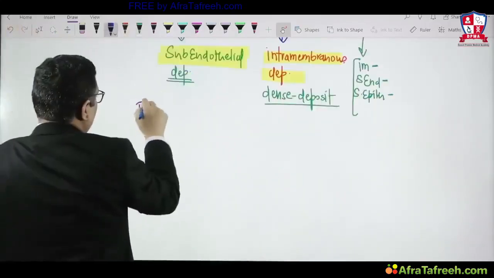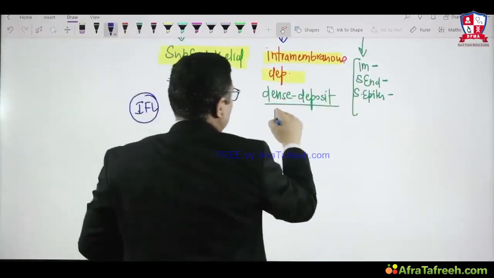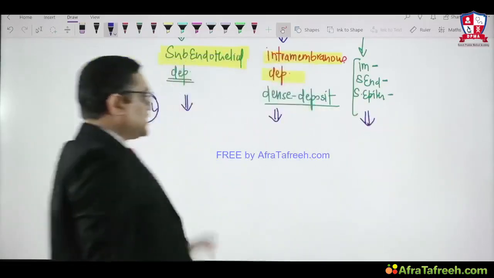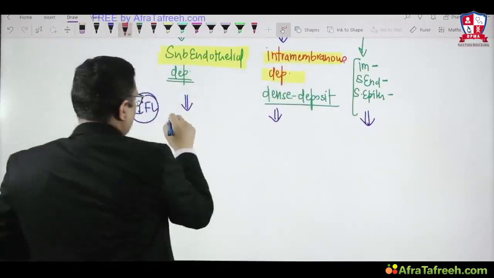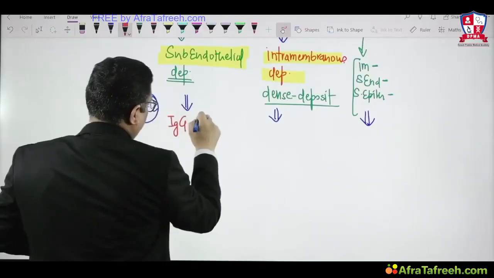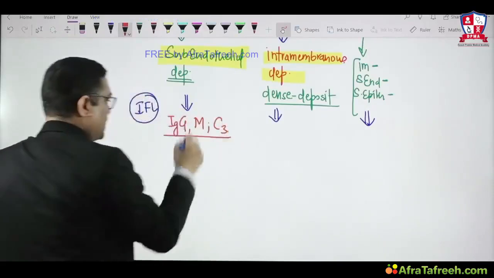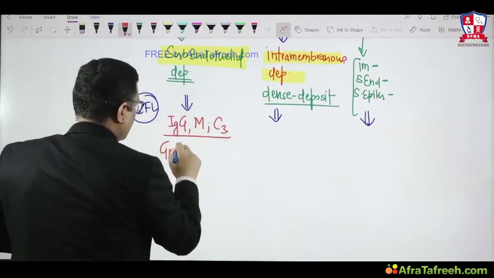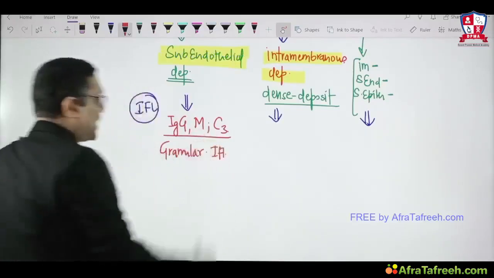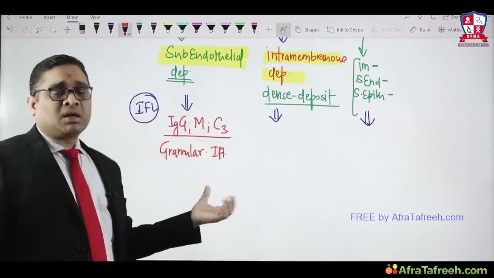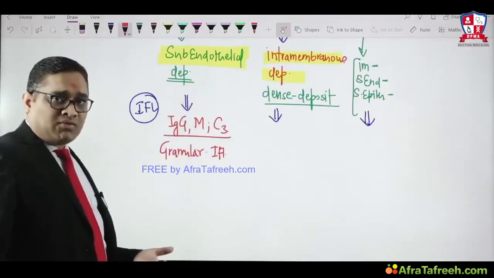On immunofluorescence microscopy, what are the differences between type 1, type 2 and type 3? In Mpgn type 1, on immunofluorescence microscopy, what you are going to observe is immunoglobulin IgG, IgM and C3 complement deposits, right? And what pattern of immunofluorescence? Granular pattern. Because of all these deposits, both classical and alternative complement pathways are activated. That is why antibodies are involved.